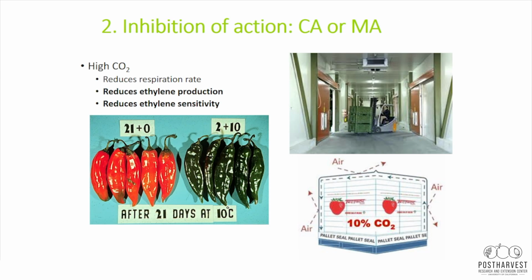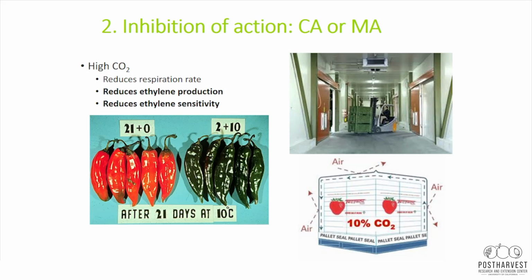Inhibition of action of ethylene. Controlled or modified atmosphere. As I mentioned before, high CO2 reduces the respiration rate of the plant parts. And this means that you reduce the production of ethylene as well. It also does reduce the sensitivity of the product to ethylene.